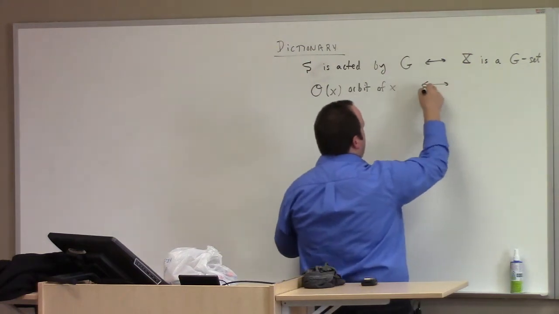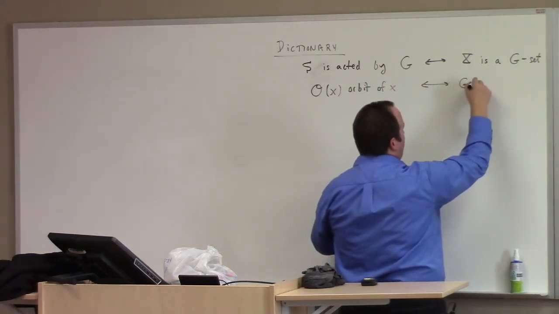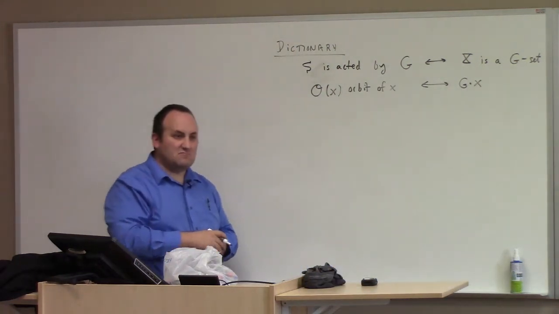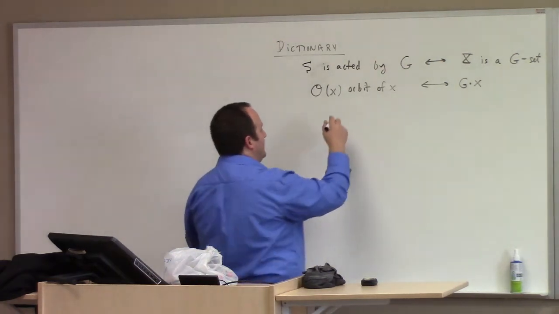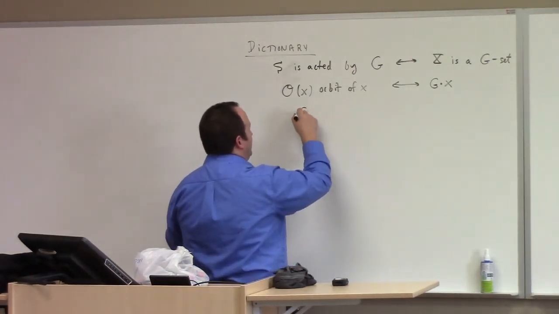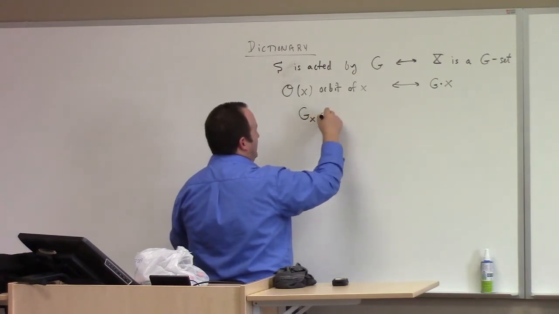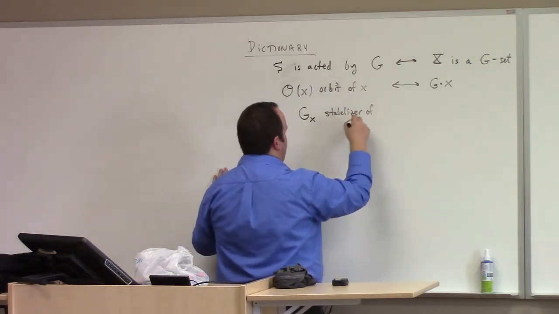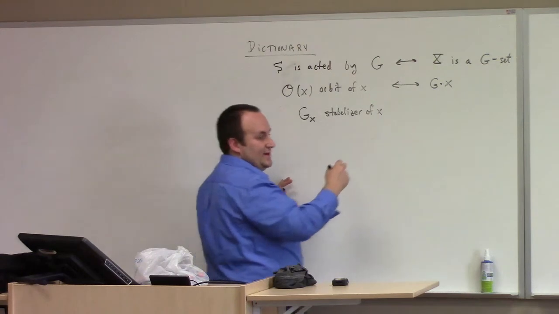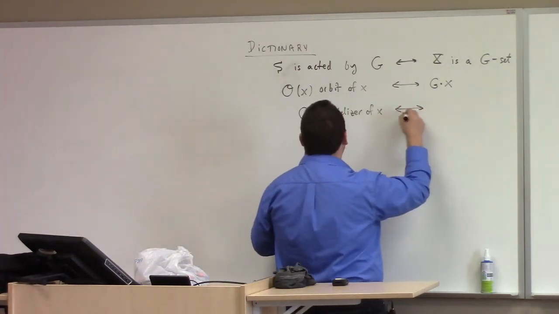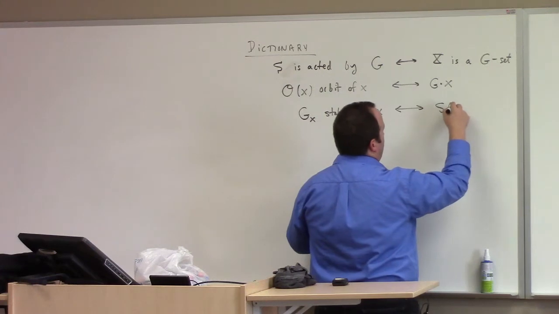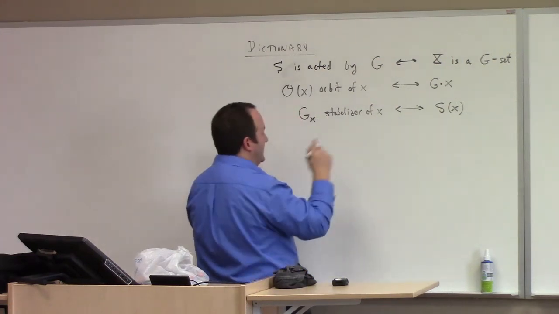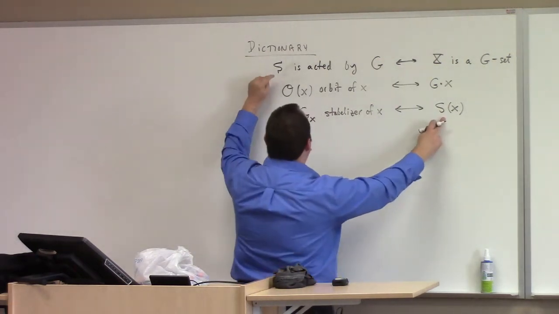In the textbook, he uses G dot X, which is not a bad notation for the orbit of X. It's everything that happens to X under G. Makes sense. Now here's where it gets a little unfortunate. I use G sub X for the stabilizer of X. And in the textbook, he uses S of X for the stabilizer. So that's unfortunate because this use of S is in no way connected to this use of S.